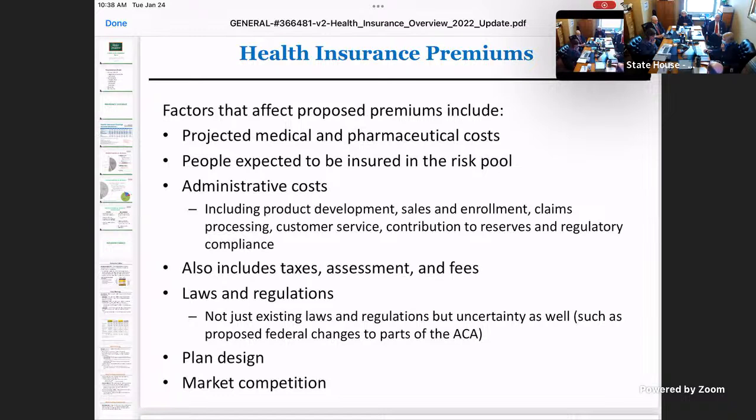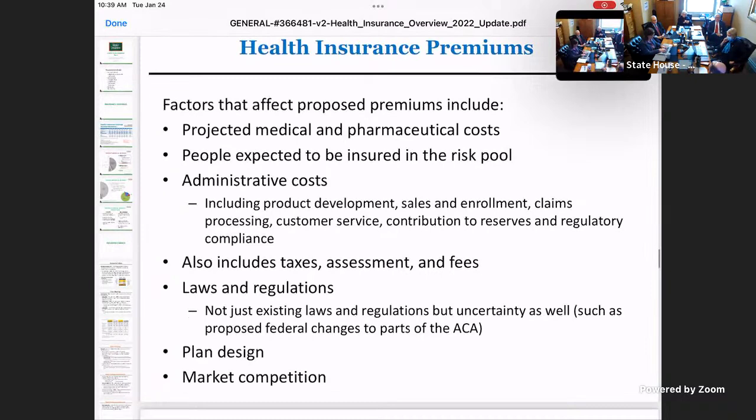What are the laws and regulations? Not just existing laws, but the uncertainty. What is the federal government maybe doing? Is there financial risk to that? Their plan design. So that was that slide where I had the cost sharing and the deductibles and the medical out of pocket. That's what's known as a plan design, what's in and what's out. And then also competition, like how do I stay competitive in the market? I don't want our premium to be more than my competitors by a significant amount. So there's all those factors that help determine how much a premium would be.